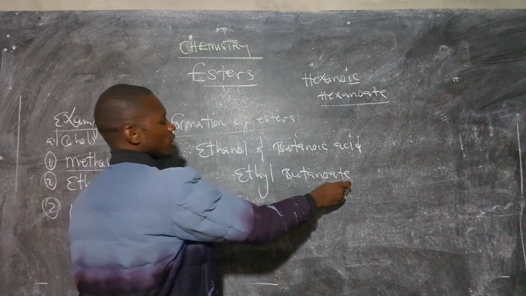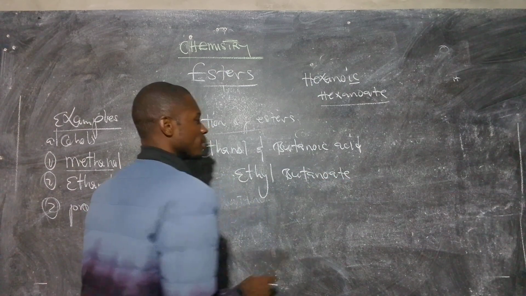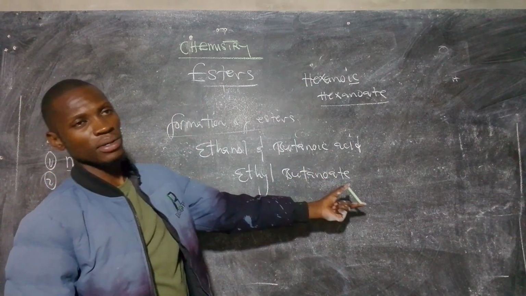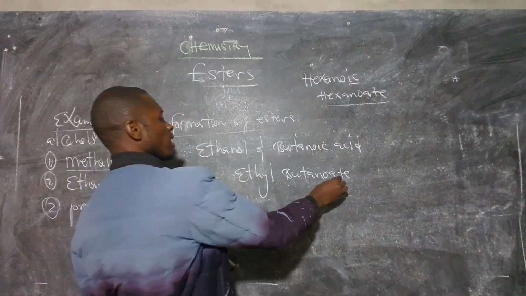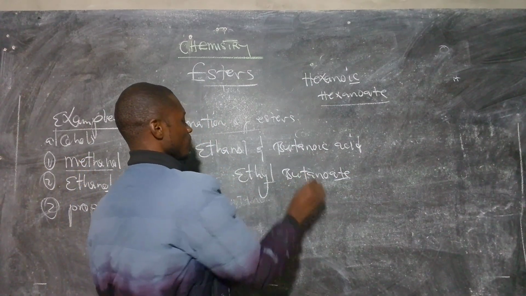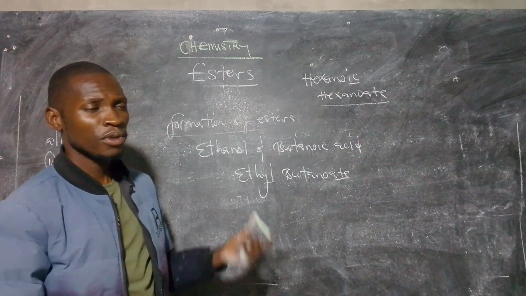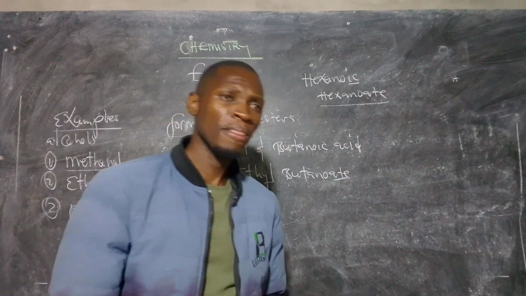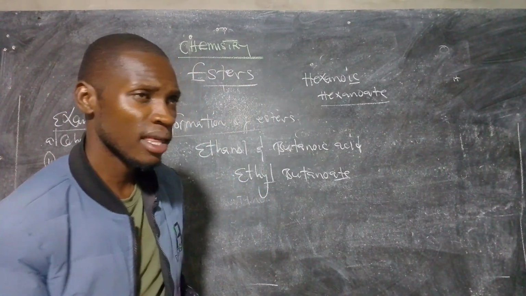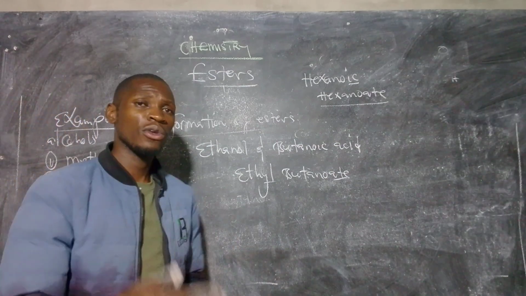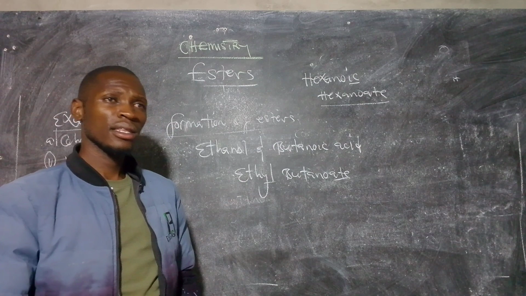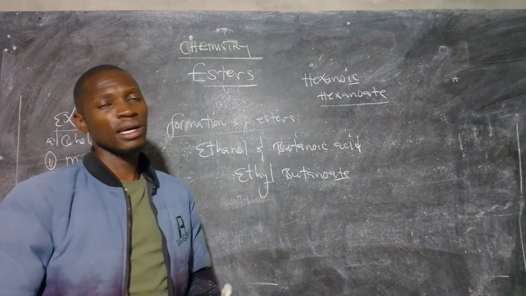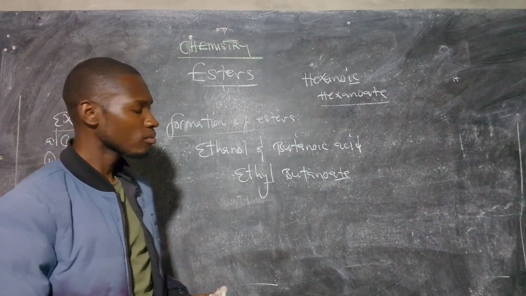So ethyl butanoate. Ethyl butanoate is an ester. We have talked about where this part is coming from and where this part is coming from. So always start with an alcohol, change the alcohol into an ethyl, then from there you change an acid into a -oate, then you combine the two. That is how we produce it.